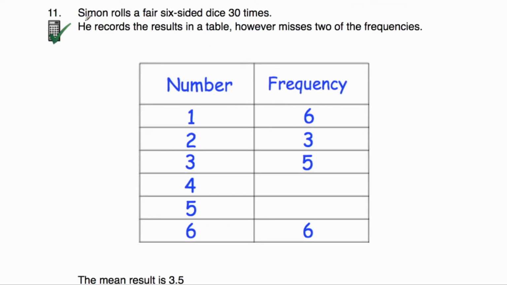Okay, question number 11. So question number 11 says, Simon rolls a 6-sided dice 30 times. So we know how many times he rolls it, 30 times. And he records the results in a table. However, he misses 2 of the frequencies. So we've got this table.